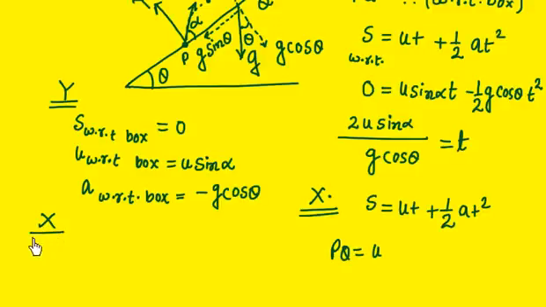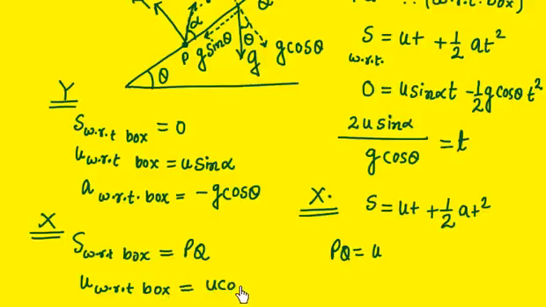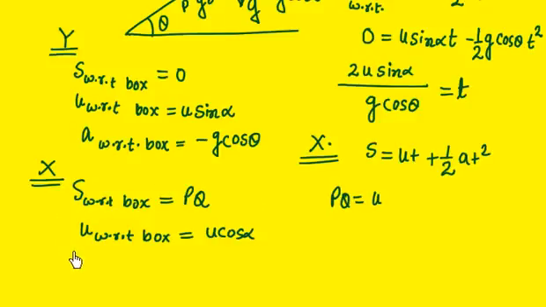Let me write the same thing again. So x, the distance with respect to the box, I will go fast, is equal to PQ. This I have to find. The x speed with respect to the box is simply u cos alpha, because in this direction the component is u cos alpha. And now the acceleration with respect to the box. This is slightly important. Now the box is again in free fall. The box is kept on a frictionless plane.